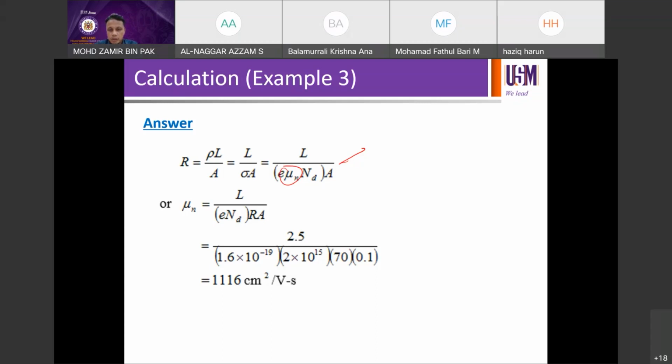And therefore the mu will be 1,116 centimeters squared per volt second, right? It's the same, it originates from the very same equation. We just expand the resistivity to be the inverse of conductivity, plug in all the important parameters in the conductivity equation, and just rearrange and replace, and that's it. So you're going to get 1,116 centimeters squared per volt second. Any problem in this? Everyone can understand? Okay, too easy, still too easy, right?